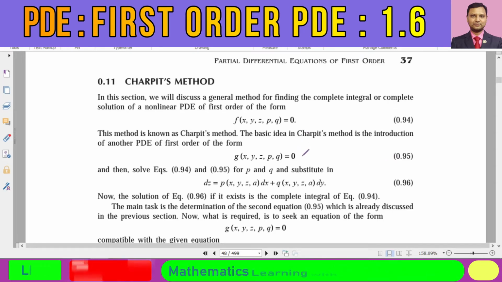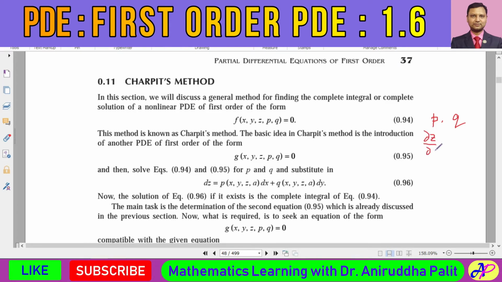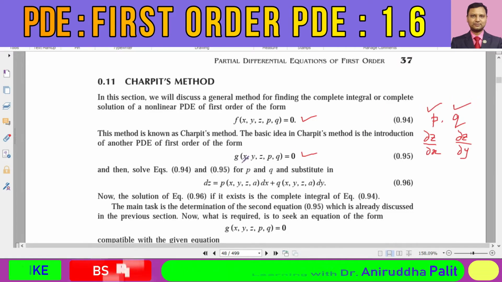And if it is possible to find a second PDE, then you see over here the first partial differential equation and the second partial differential equation. Although they are nonlinear, both of these equations involve two unknown quantities. One is the parameter p, that is del z del x, and another is the parameter q. So p means del z del x and q means del z del y. As we have two differential equations, theoretically we can solve them and find the expressions of p and q in terms of x, y, and z.